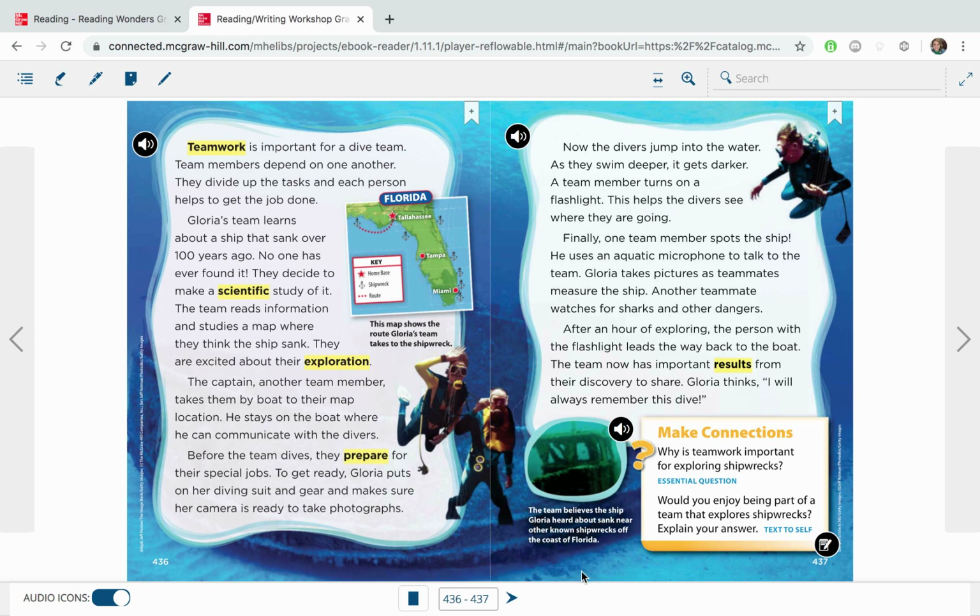And it's much quicker. If you have one person doing 5 jobs, it's not only not safe, but it's going to take a long time. And they don't have a long time, they only have their air tanks. A text to self connection I'm wondering about is, would you enjoy being part of a team that explores shipwrecks? Explain your answer. I'm going to give you a minute to think about that.